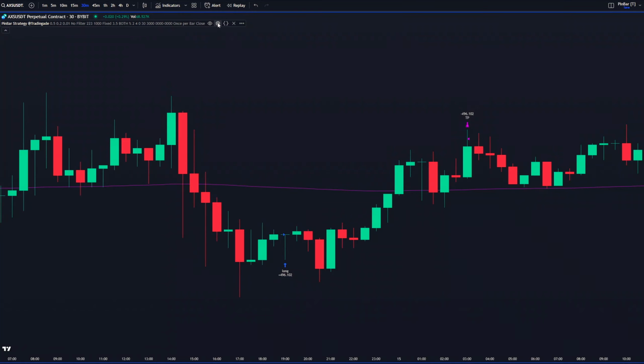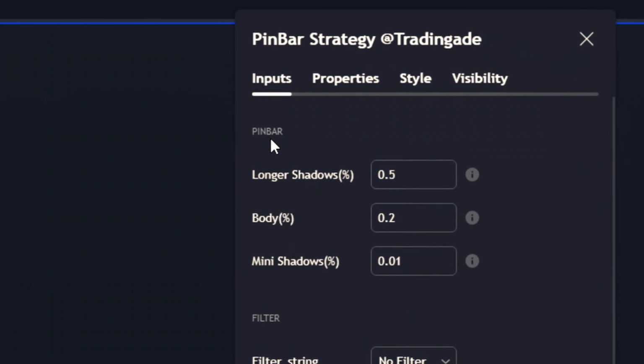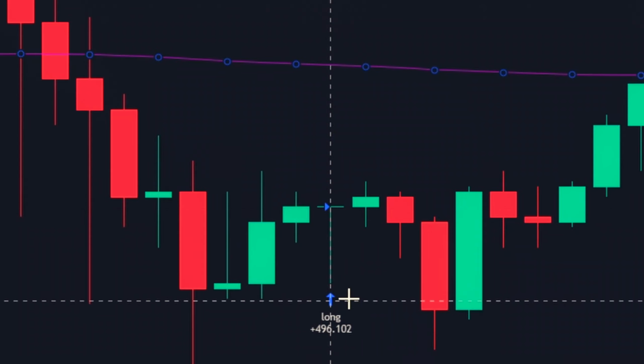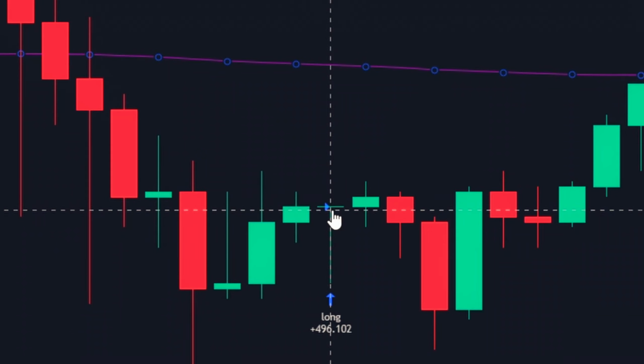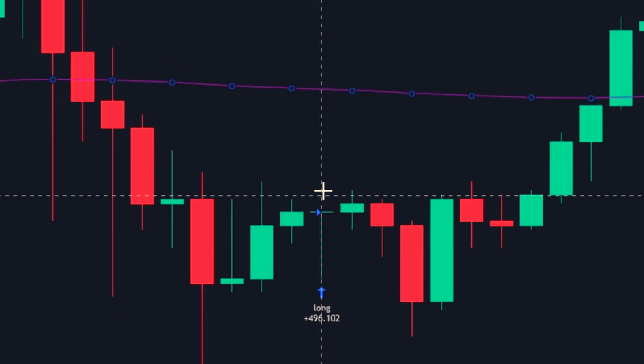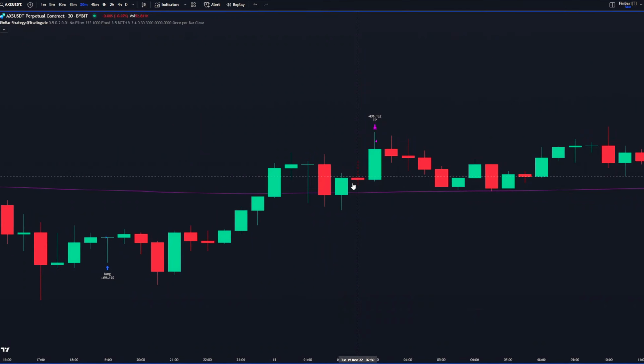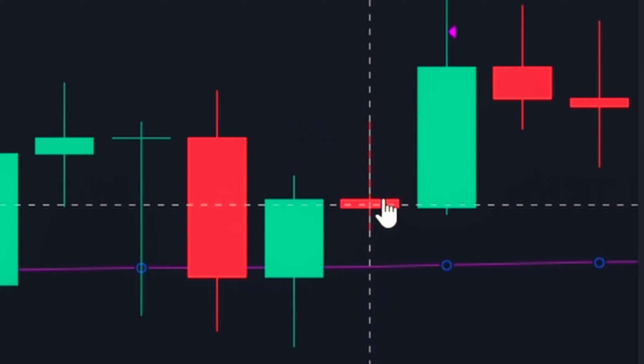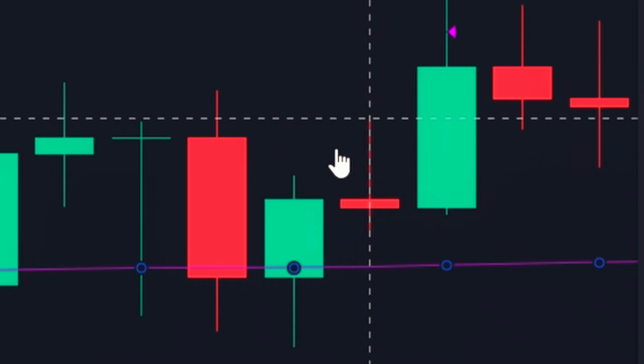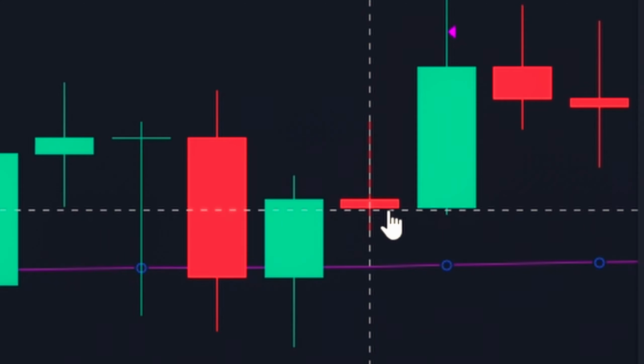So how can we detect this pin bar candlestick pattern? I created this indicator where you can set the percentage of the longer shadow, the percentage of the body, and the percentage of the mini shadow. So the longer shadow is this one, the body is this one, and the mini shadow is this one. For a short position, this will be the body, the longer shadow will be this one right here, and the mini shadow will be this one.